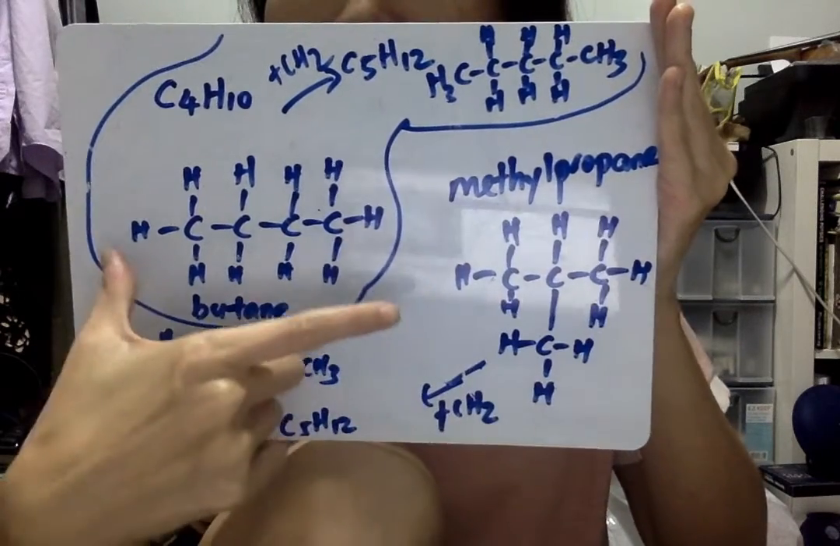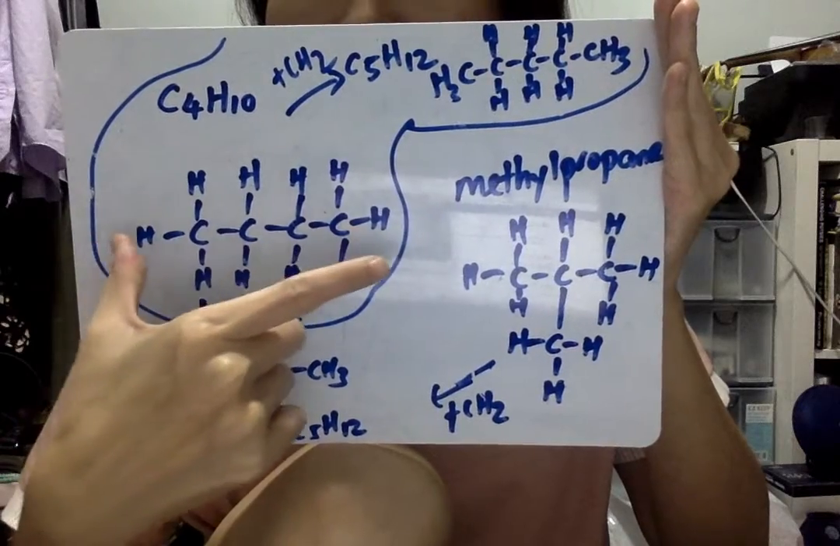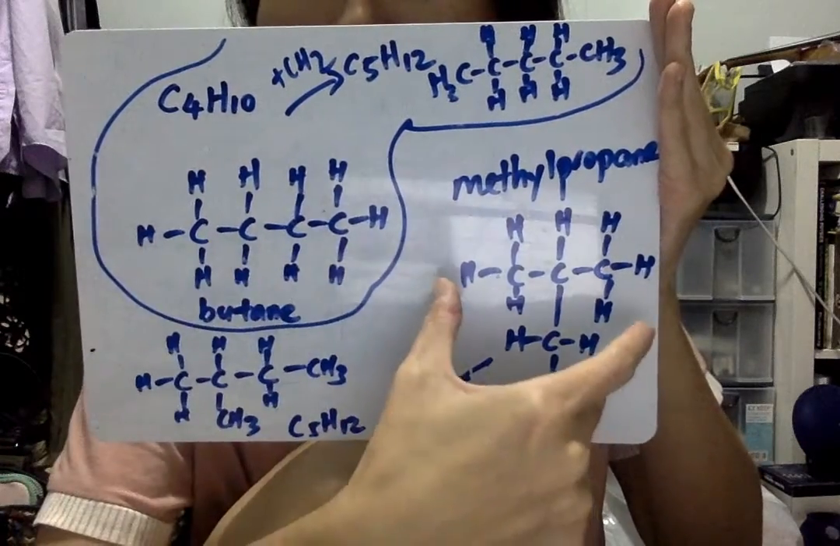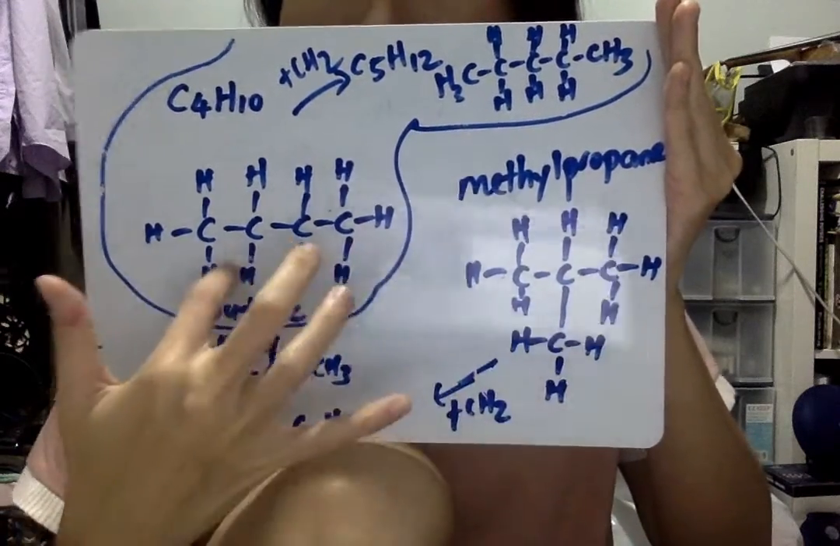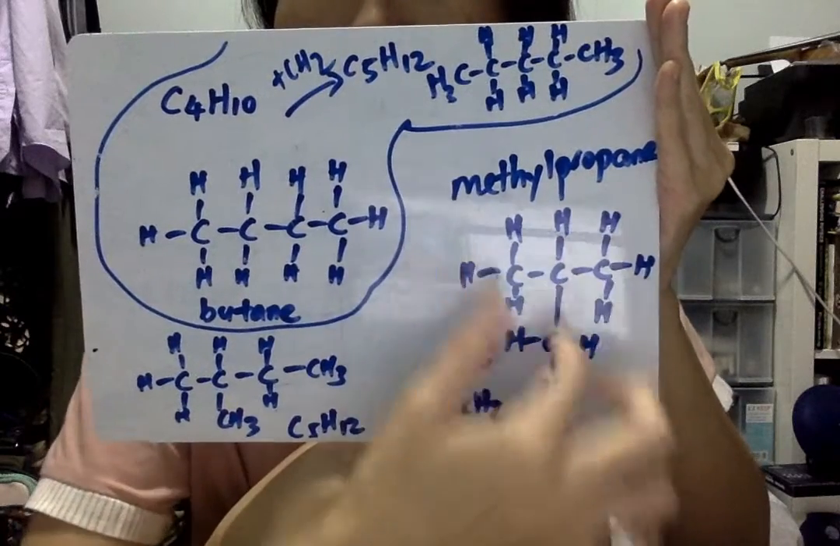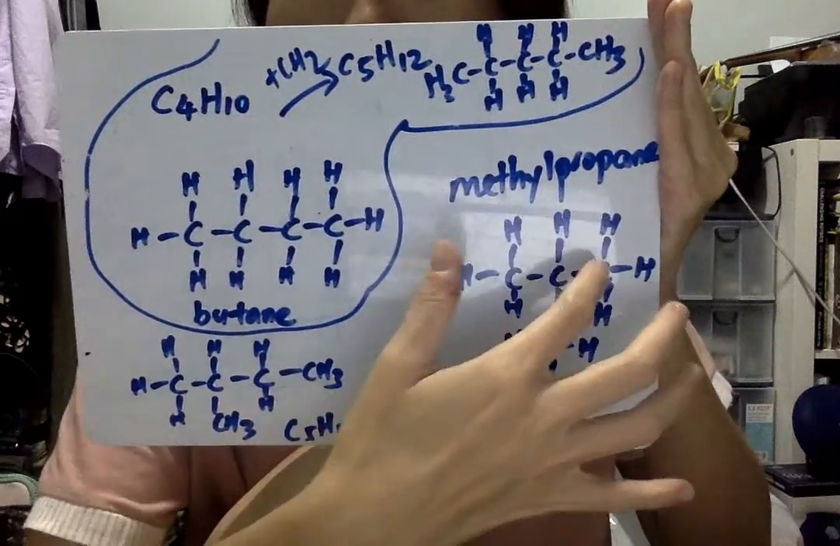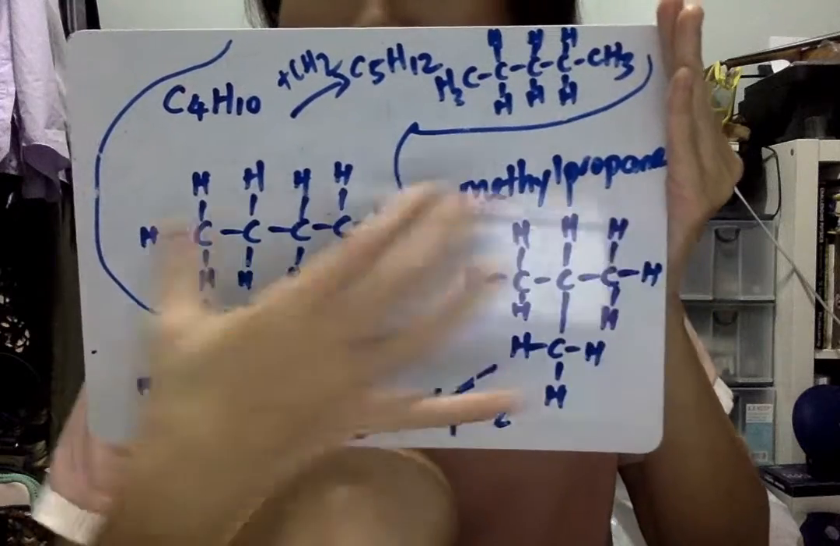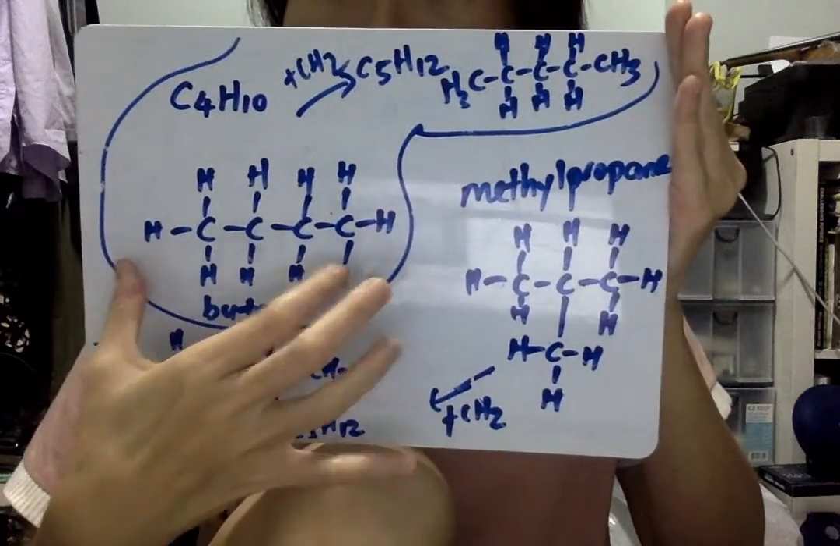Methyl propane and butane, this is n-butane, a straight chain hydrocarbon, right? The structures are different, so they're isomers. This has a branch chain, and these two are isomers. You can look at, based on the nomenclature, you know that these are isomers.